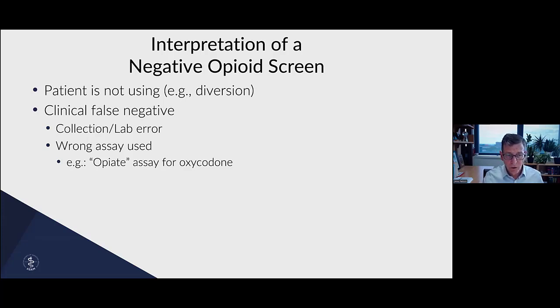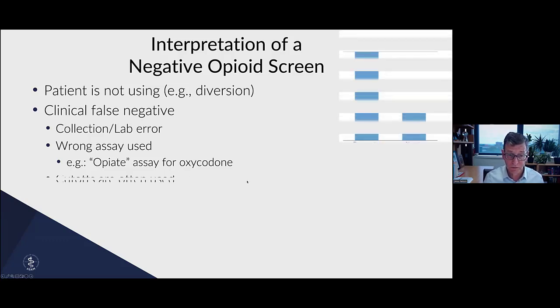In other words, they are using it, but we messed up the performance of the test. For example, there's a collection or a lab error. We sent the wrong patient's urine or blood. We used the wrong assay. We're looking for oxycodone, but we sent an opiate assay. You need an oxycodone assay because the cross-sensitivity of oxycodone with that assay is poor, except at very high oxycodone doses. And again, it varies among assays, so you have to look at the performance characteristics of your own test.